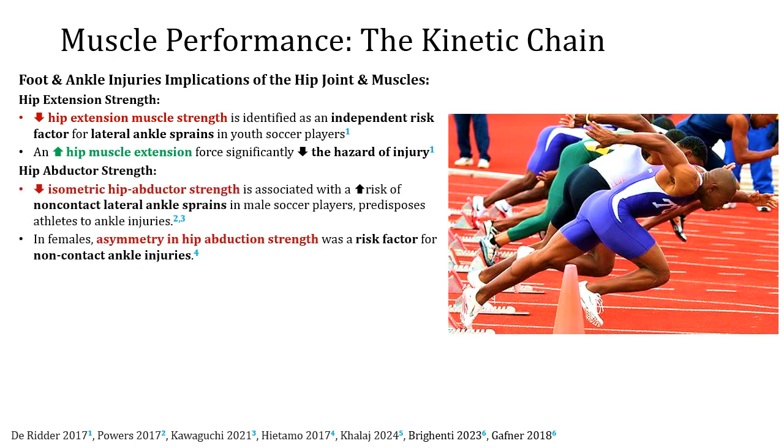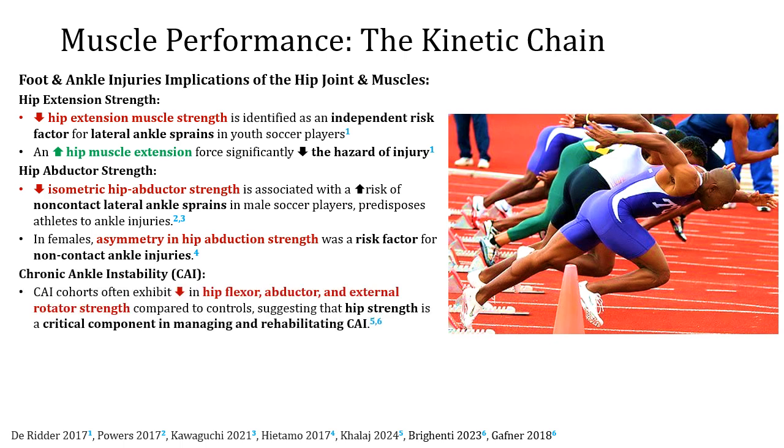Looking in the frontal plane, a decrease in isometric hip abduction strength is associated with an increase in non-contact lateral ankle sprains in male soccer athletes, and has been suggested to be a predisposition for athletes with ankle injuries. In females, asymmetries in hip abduction strength were a risk factor for non-contact ankle injuries. In more specific demographics such as chronic ankle instability, there is a decrease in hip flexor, abductor, and external rotation strength compared to controls. This suggests that hip strength is a critical component in managing these individuals with CAI.